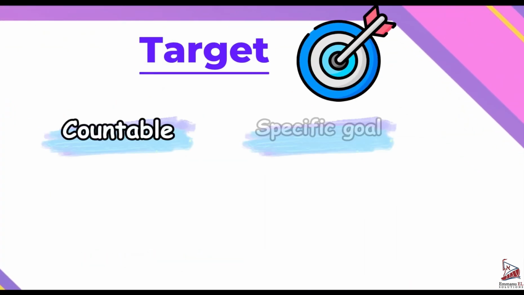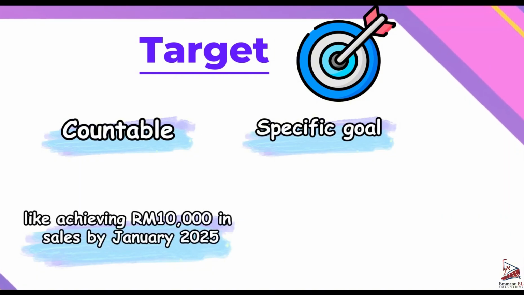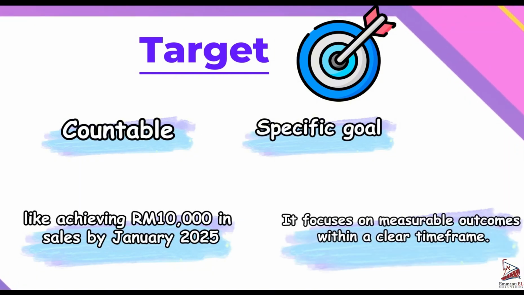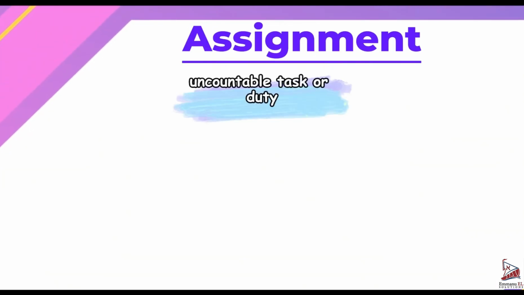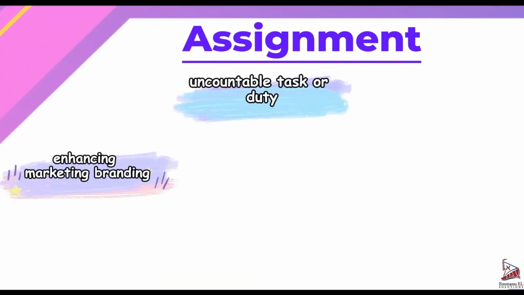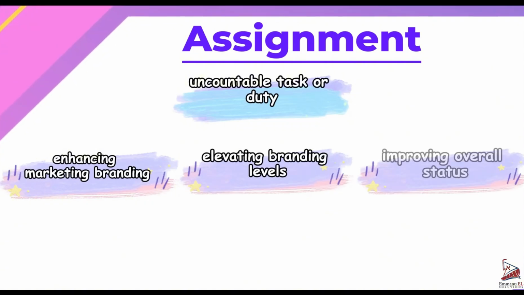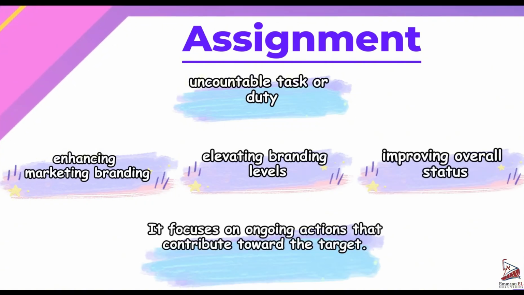Target is an accountable, specific goal, like achieving 10,000 ringgit in sales by January 2025. It focuses on measurable outcomes within a clear time frame. Assignment is an uncountable task or duty, such as enhancing marketing branding, elevating branding levels, or improving overall status. It focuses on ongoing actions that contribute toward the target.